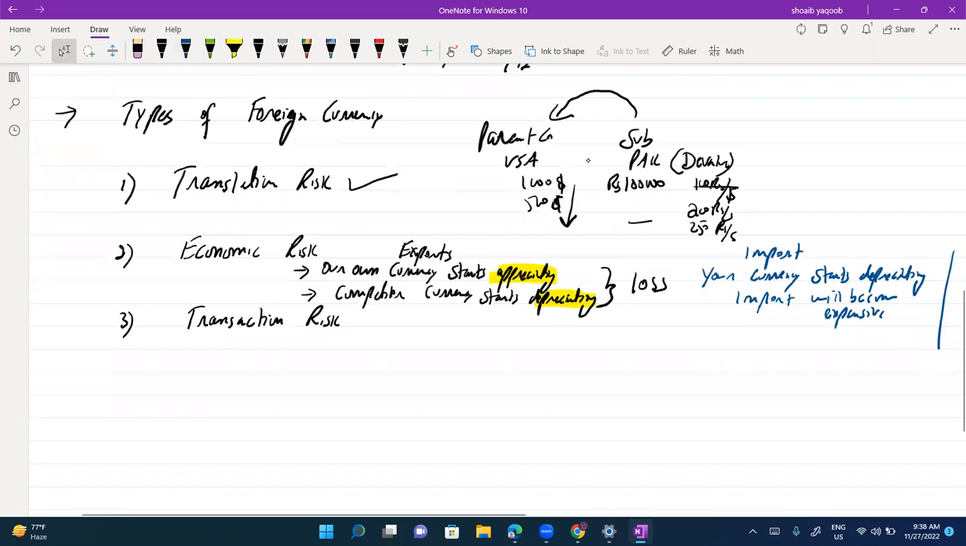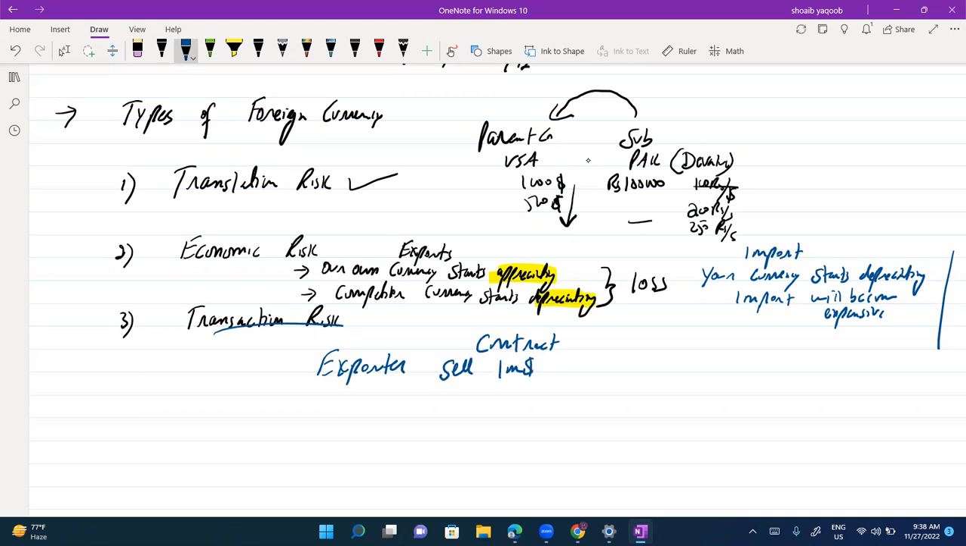What is transaction risk? If currency moves adversely from transaction date to the settlement date, that risk is called the transaction risk. For example, you are doing the export, you are exporter. On contract date, you have sell $1 million products and you will receive the payment after 3 months. 3 महीने बाद तुमने payment receive करनी है.